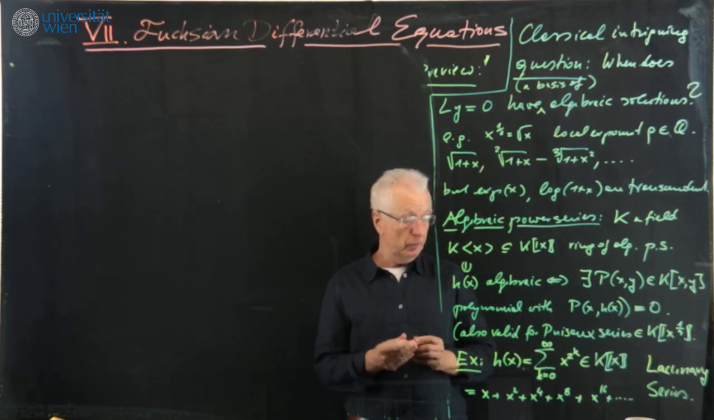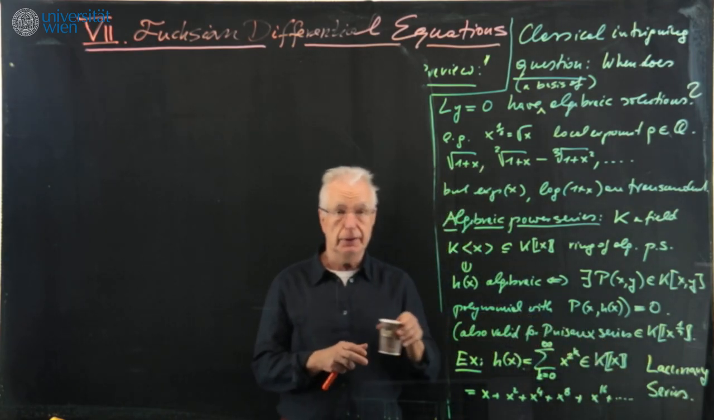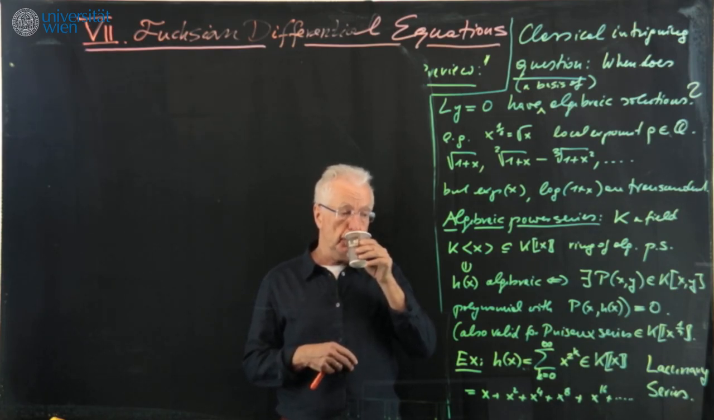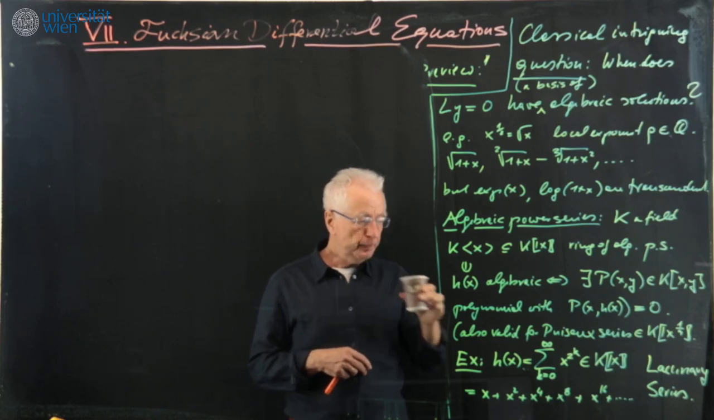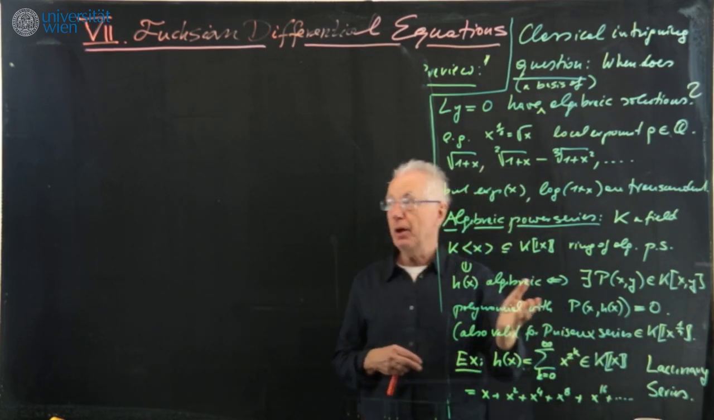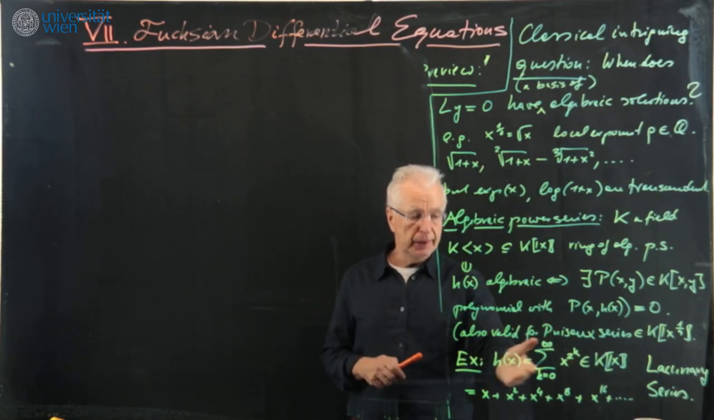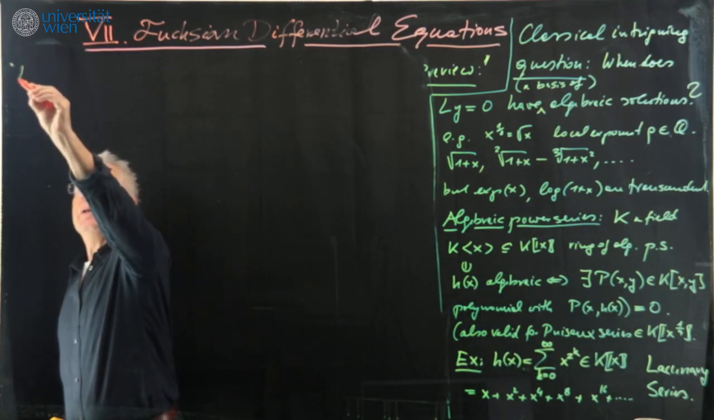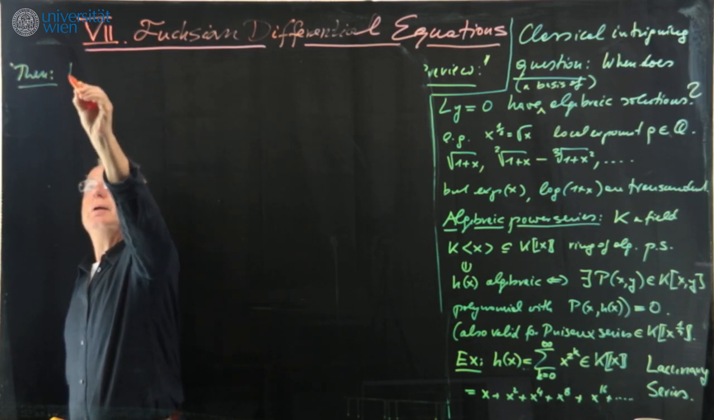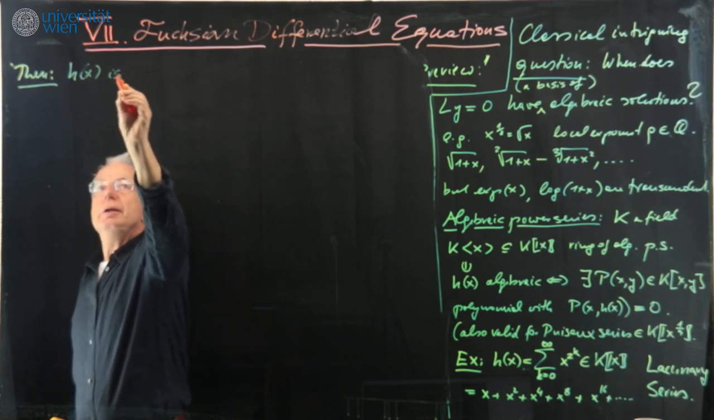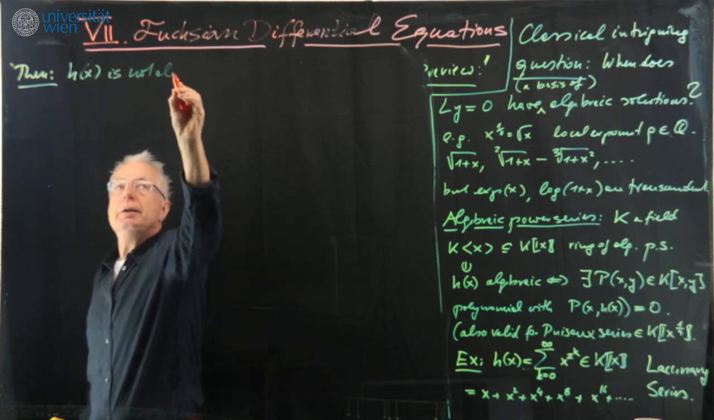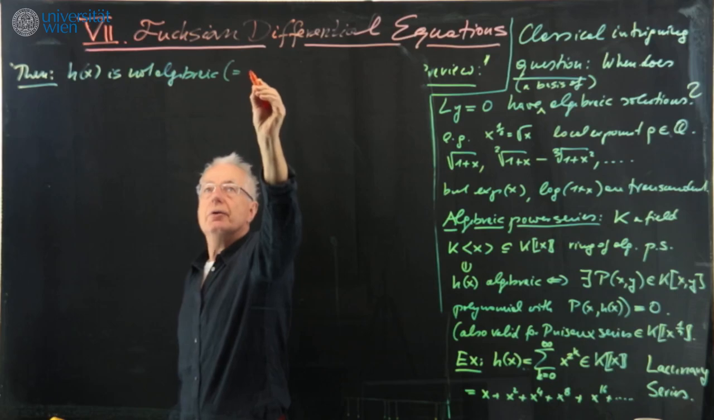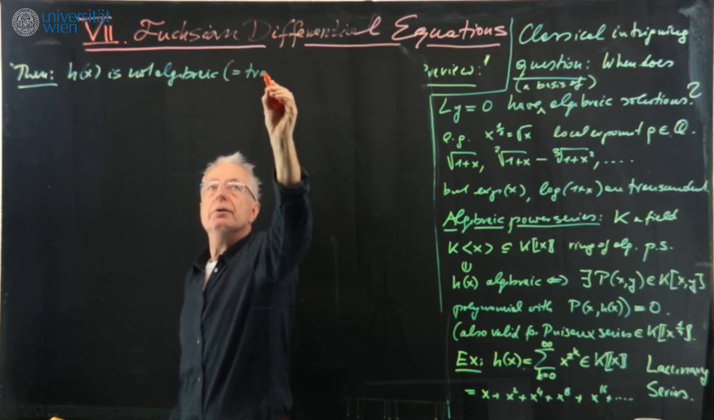And now let's guess whether it is transcendent, which means non-algebraic, or whether it is algebraic. So our mathematical feeling tells us that this is not algebraic. Then h of x is not algebraic, which means transcendent, hence transcendent.